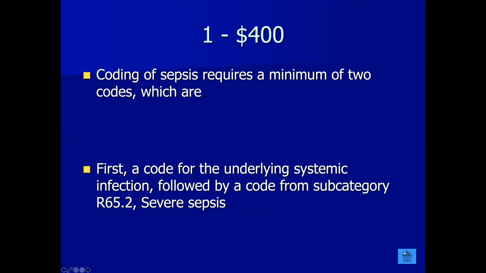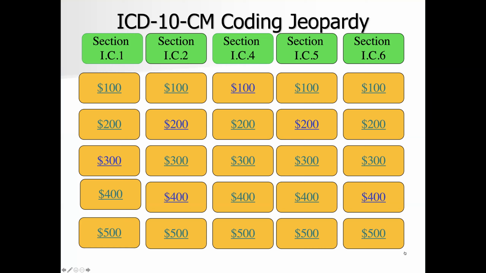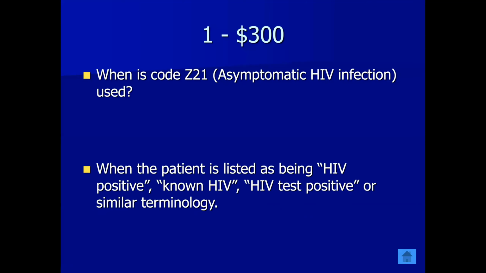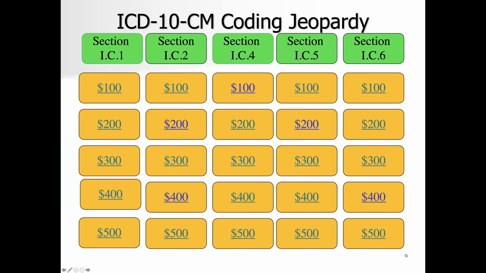And back to Lisa. 1 for 300. When is code Z21 used? What is when the patient without any documentation of symptoms is listed as HIV positive? That is correct. All right, back to Destiny.